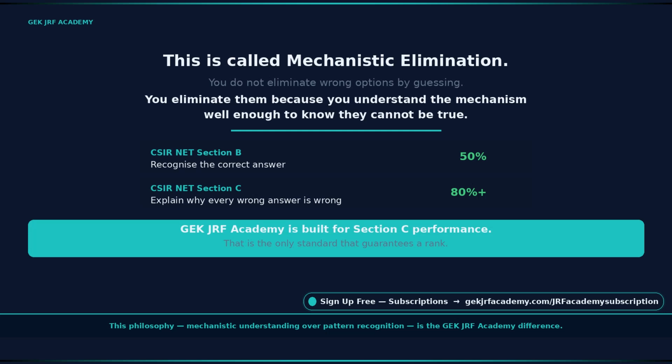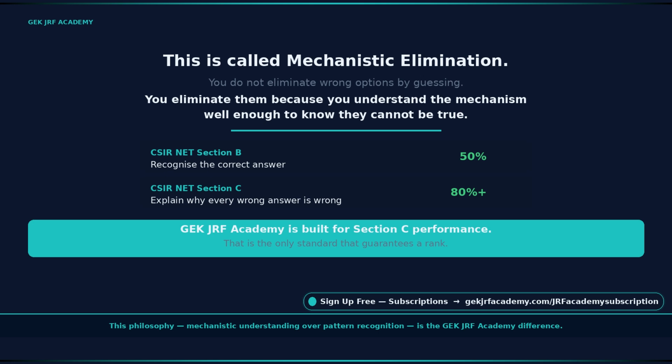Let me draw your attention to something in how that explanation was structured. We did not start with the formula for the Hill equation. We started with what the Hill coefficient physically means. Communication between enzyme subunits through conformational change. That physical understanding immediately told us which options were possible and which were not.